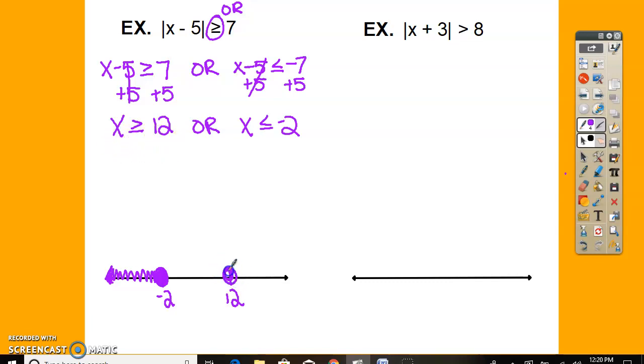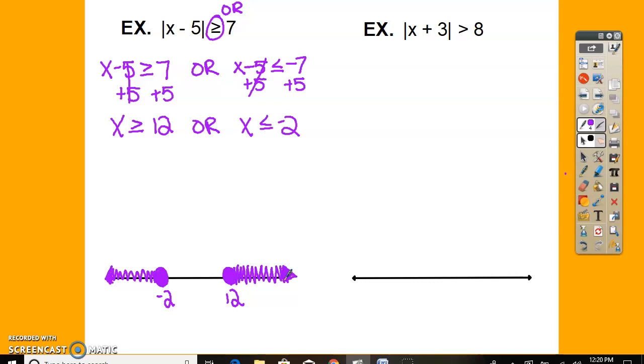So solid point at 12, since it has the equal sign underneath. And all of my answers are greater than or equal to it, so that means I'm shading to the right. And our answers are shaded in opposite directions, so we graphed it correctly.